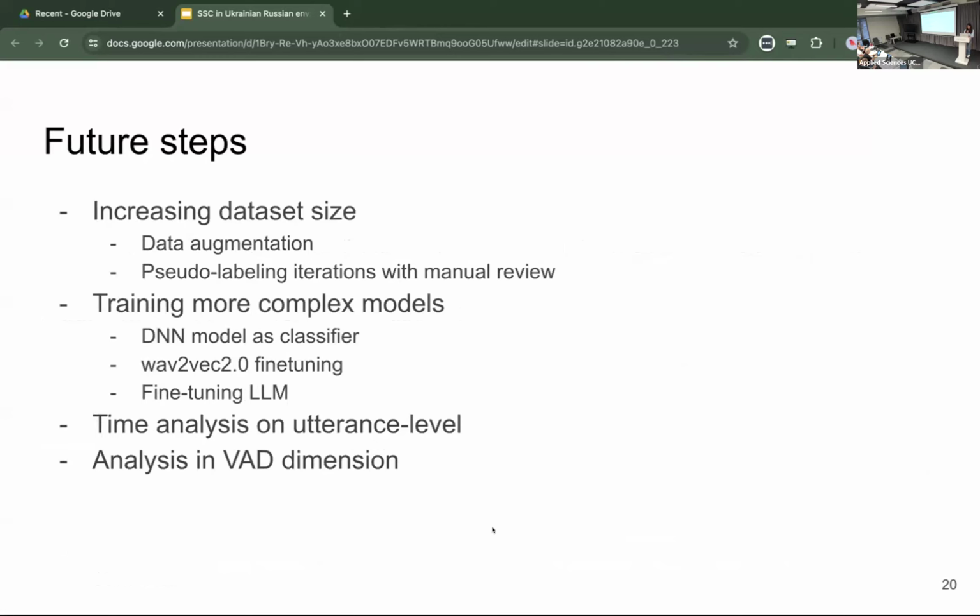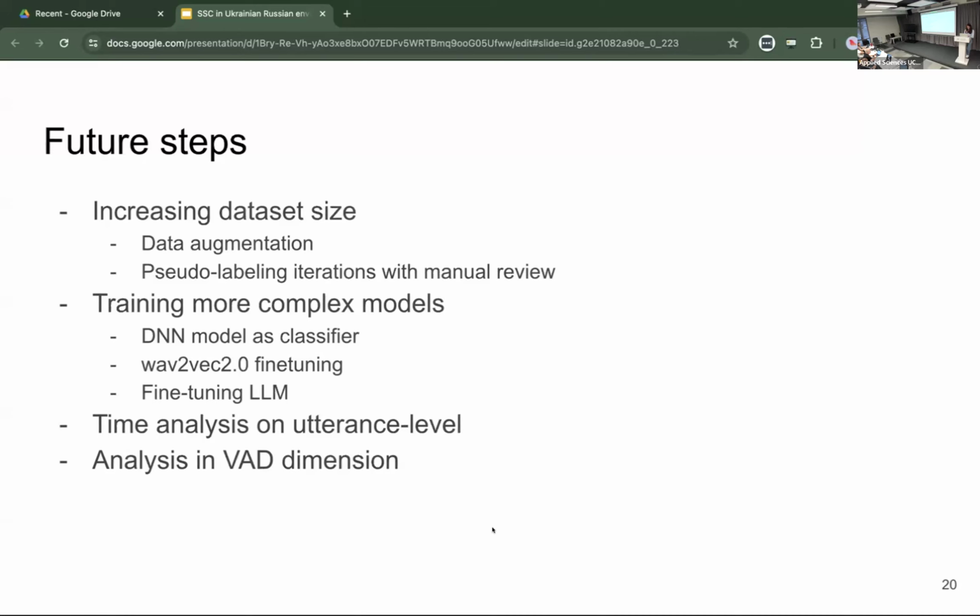So the future steps are the following. The first is to increase the data set size. We may try data augmentation and pseudo labeling of this 3,000 data set, but we definitely need to include more people in label assignment. Especially, we need to review those labels with the Stream Telecom company.